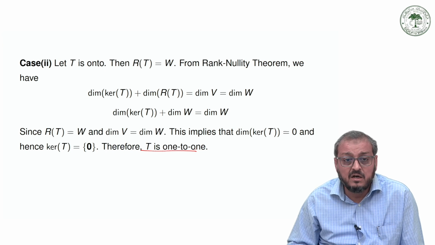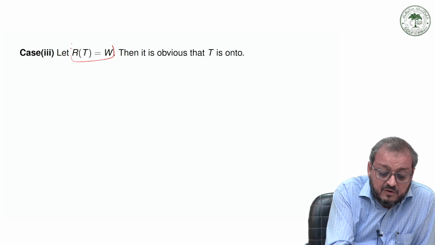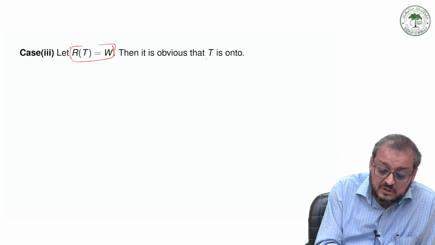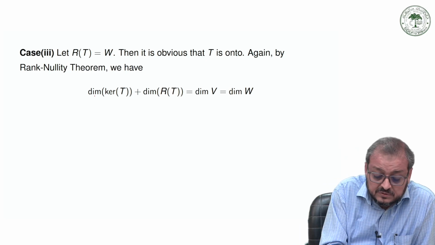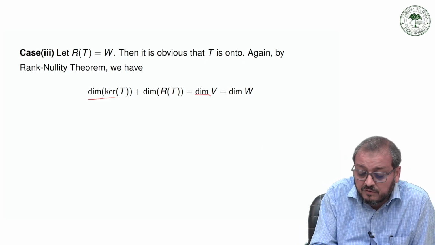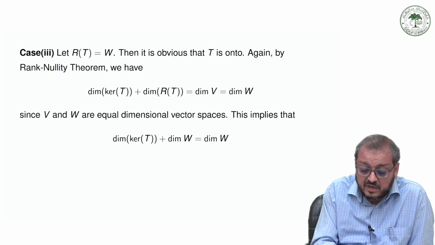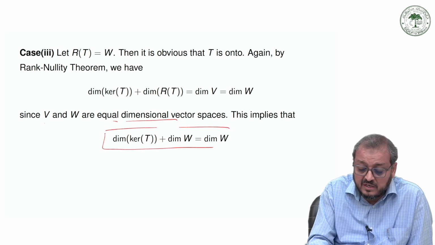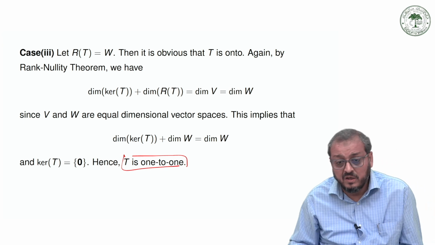Now, in the third case, we have the range of T equal to W. Then it is obvious that T is onto. So the dimension of the range of T is the same as the dimension of W. So this means again V and W are equal-dimensional vector spaces, and so again we can say that T is one-to-one.